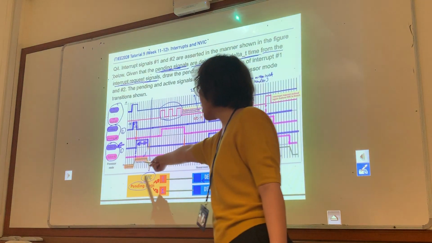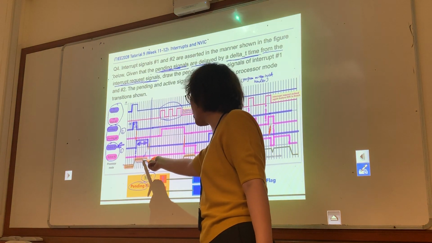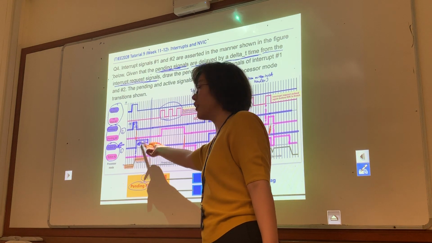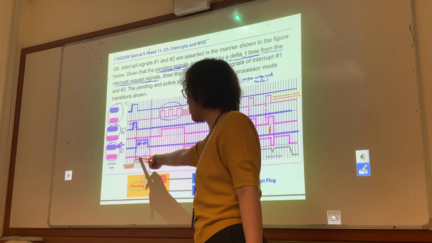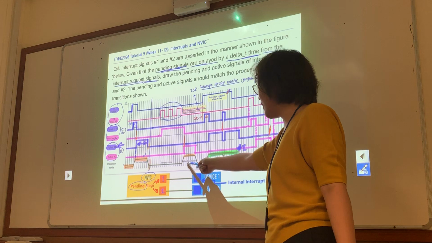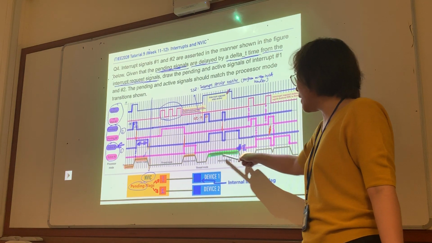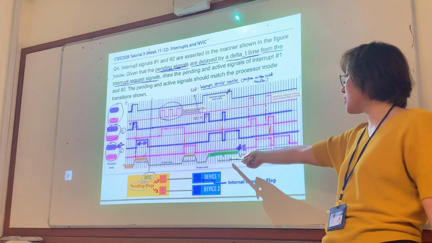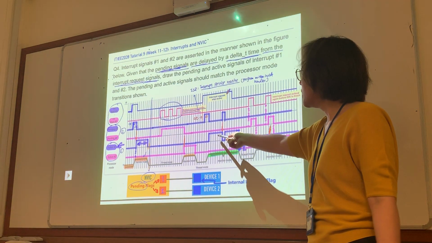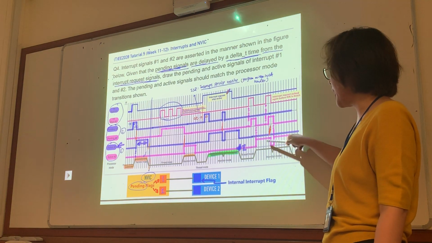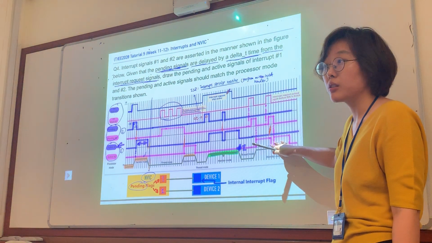For example, here you are handling the interrupt, so there is a corresponding active signal for either interrupt 1 or interrupt 2. Here you have handler mode, so this is for interrupt 2, and here you are running the handler two times. This is for interrupt 1, and you are running interrupt 2 two times, so you can derive the active signals.